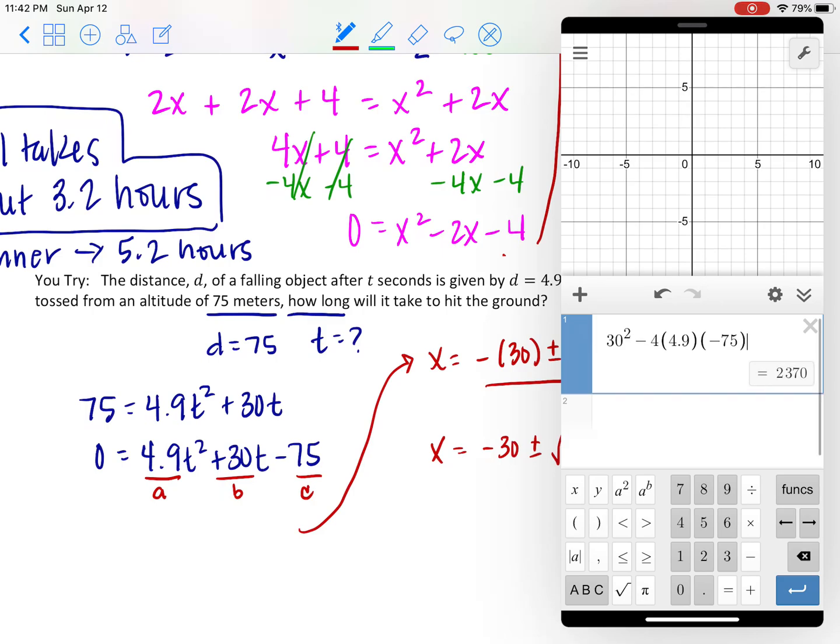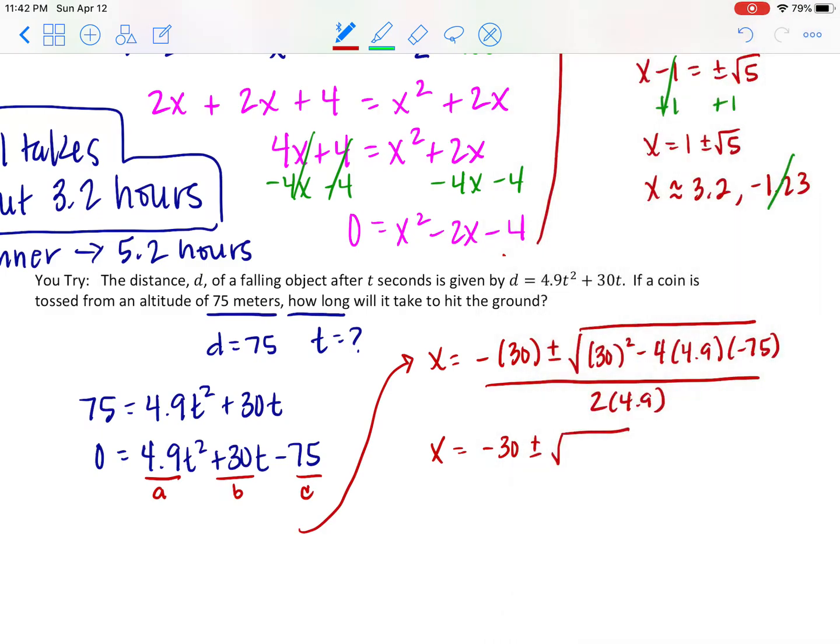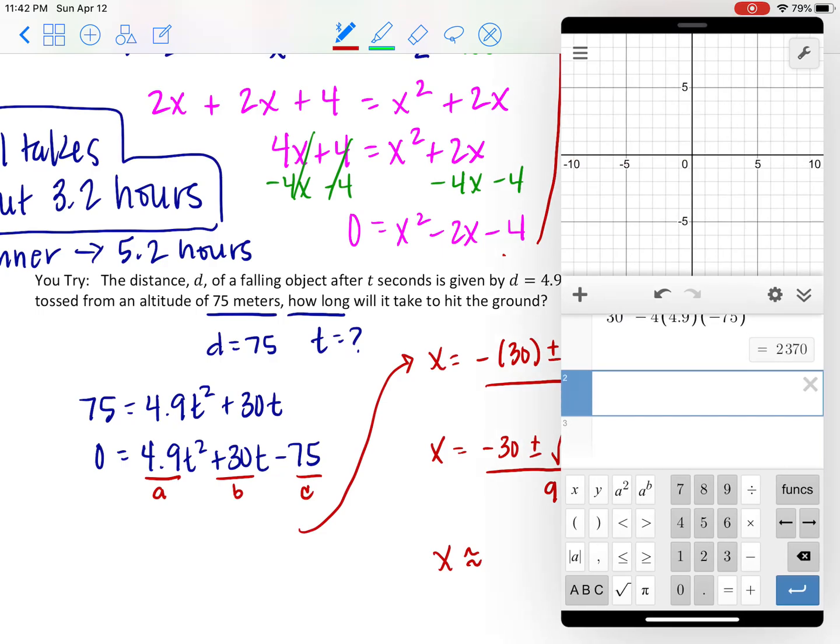Okay, so 2,370. Yep, 2,370. And on the bottom, 2 times 4.9 is 9.8. Now, without context, again, we would probably simplify that radical. Thankfully, there is context and we can just approximate it. So let's go to the calculator.